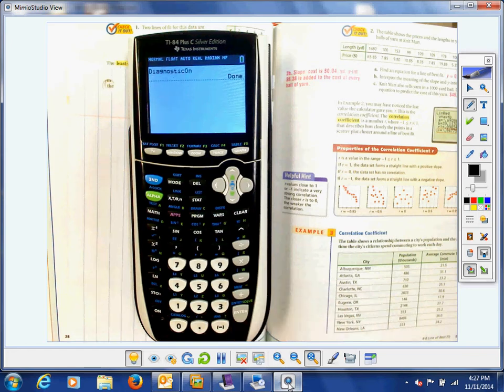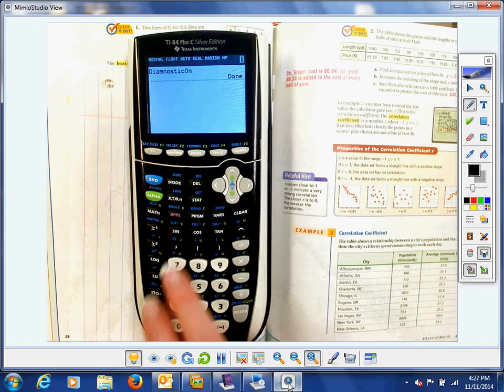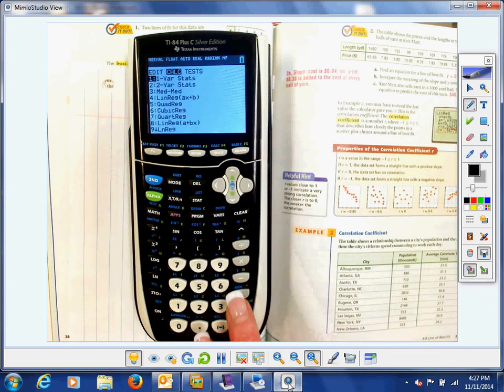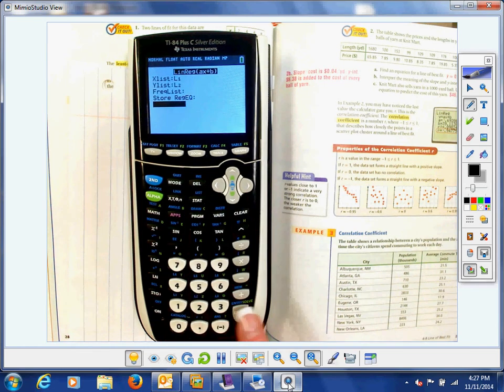And now, if you didn't see the R squared and the R before, you should see it now. So let's test this theory, and hopefully it's there. Go stat, calc, arrow down to 4, or press 4, enter. Goes with my calculator, arrow down to calculate and hit enter. And you should now see R squared and R.